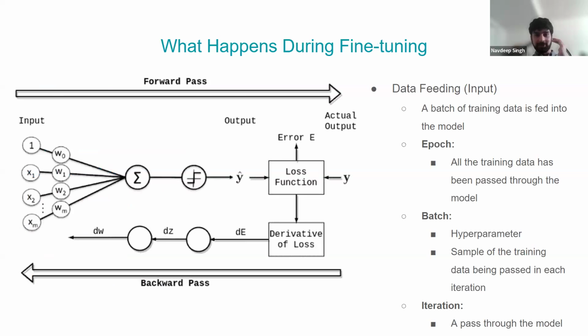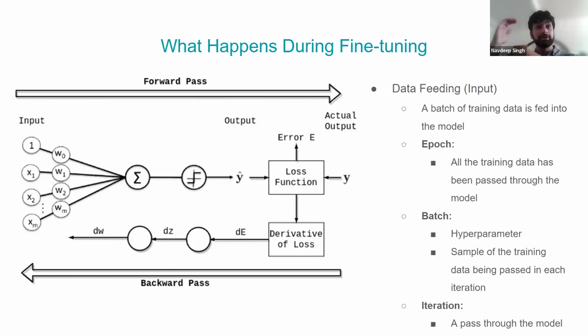And that can be described by this one image, broken down into two parts, the forward pass and the backward pass. And we're going to break it into different sections here. First part is the data feeding, the input. This is the batch of training data that's going to be fed into the model, right?